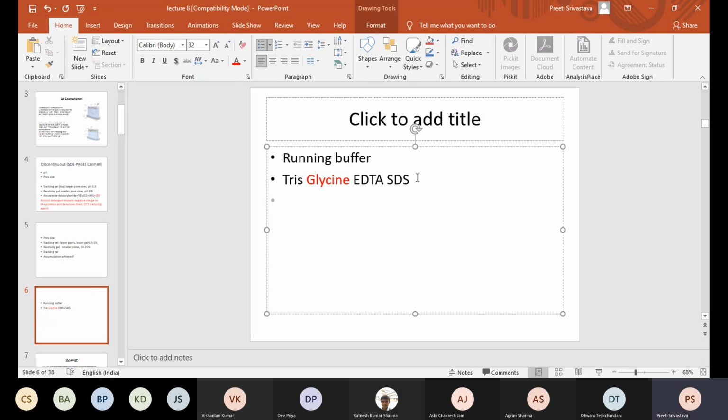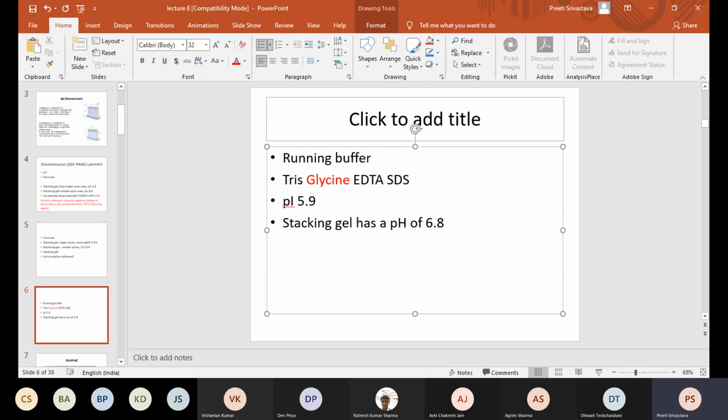Because zwitterionic condition is the condition when you have equal number of positive and negative charges. But depending upon the pH, the charges can vary, and therefore this glycine ion has a pI, which is the isoelectric point. So this pI is about 5.9. Now if you remember, the stacking gel has a pH of 6.8. You remember that? Yes.